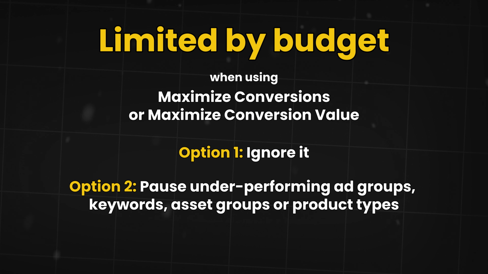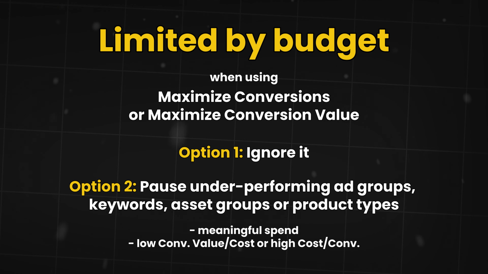And by underperforming here, I mean the ones that have spent a meaningful amount, yet have relatively low conversion value to cost or relatively high cost per conversion. This will improve your campaign effectiveness, and in most cases, this will naturally reduce your spending. But these types of optimizations are something you should be doing regularly already.